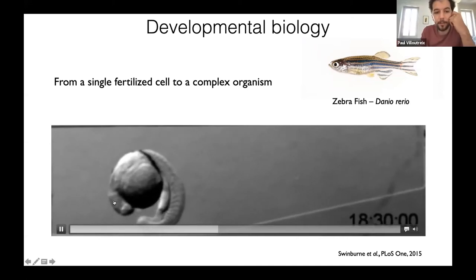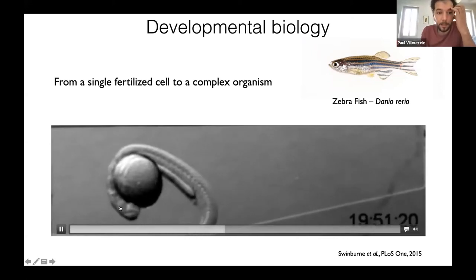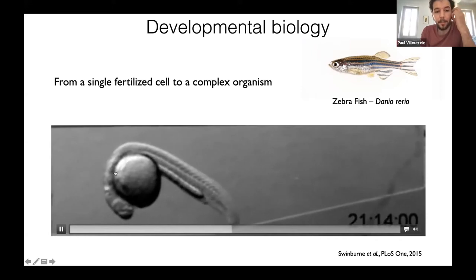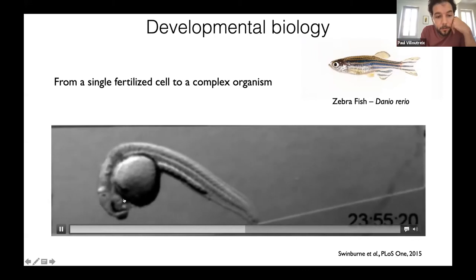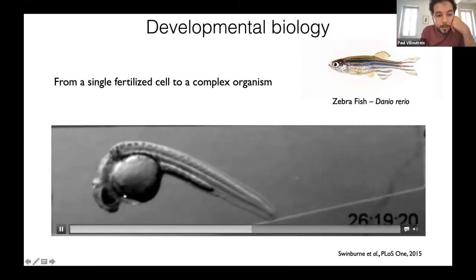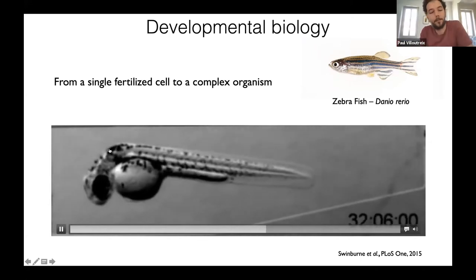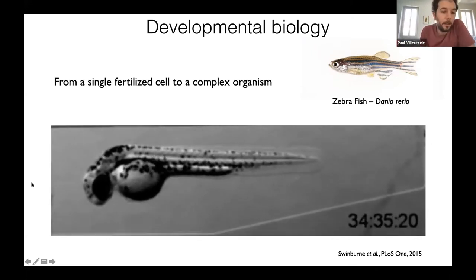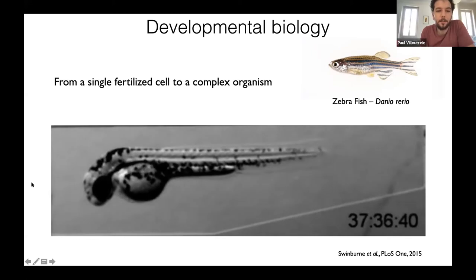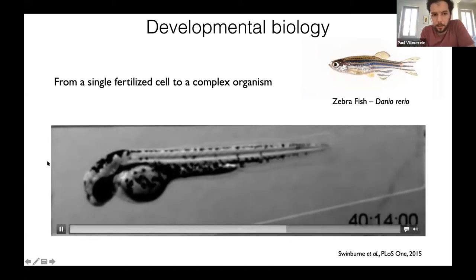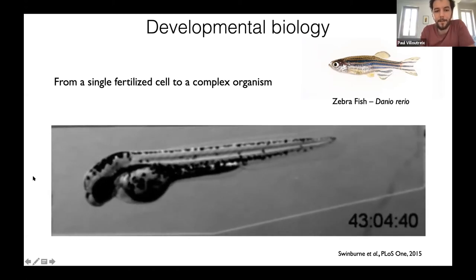Now you can already see the head here with the eyes that will form there, and the main axis here, and soon you will see the heart start to beat. Here you can see the heart begins to beat, and then of course you have the blood vessels, and all the organs are forming after the heart.